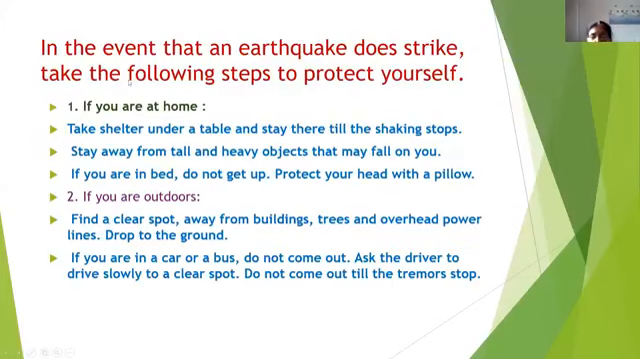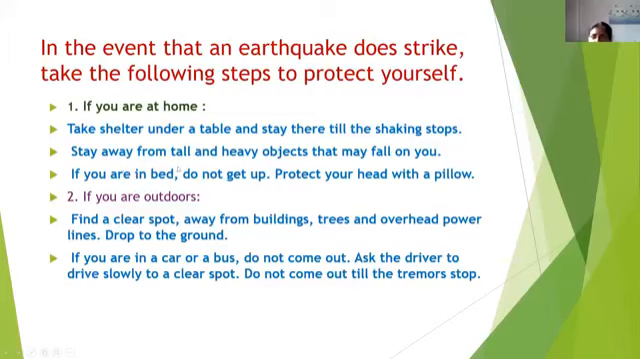That is a precautionary measure. Till now we have learned about precautionary measures. Now if an earthquake strikes, what are the steps we have to take to protect ourselves? If we are at home, we have to take shelter under a table, and we have to stay there till the shaking stops.